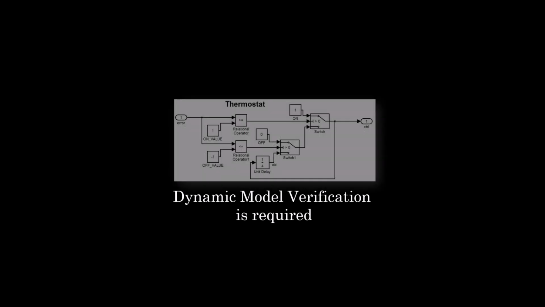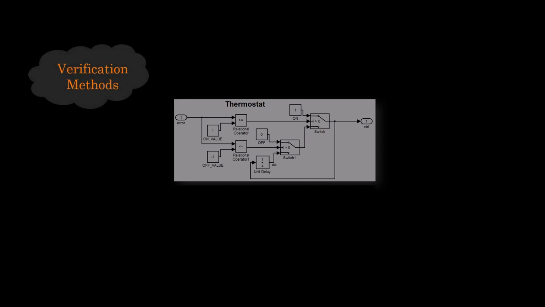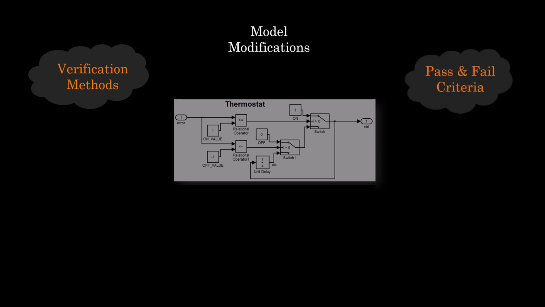Dynamic model verification begins with the definition of verification methods, which is error-prone and very time-consuming. After application of the required verification methods, multiple model modifications will be needed. Requirements-based test cases will be developed and models will be debugged. The software compliance shall then be systematically approved by using the predefined pass and fail criteria.